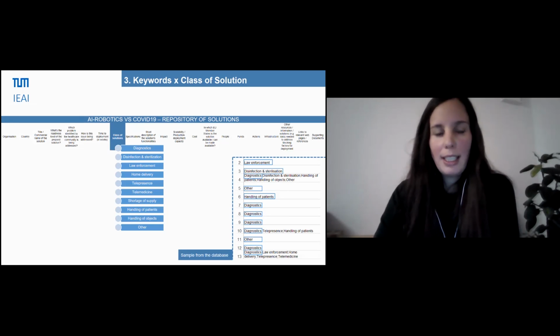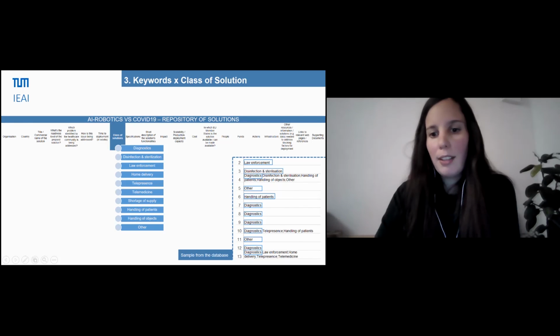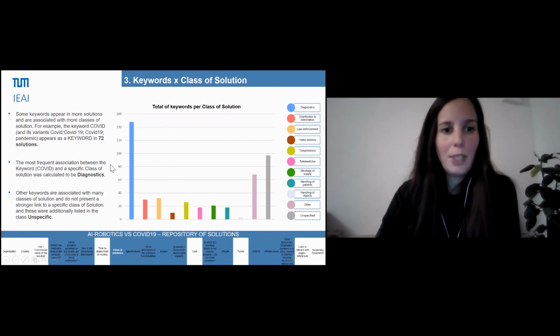So the last step of this analysis was to focus on this field in the database named class of solution, which was predetermined by the repository. So there were several categories that could be assigned to each solution, like diagnosis, disinfection and sterilization, law enforcement, and home delivery. We see here a sample of the database that some solutions were assigned more than one class of solution, but for this analysis, we decided to focus on the first category or class of solution assigned to them. So here we have already the attempt to assign keywords to a specific class of solution.